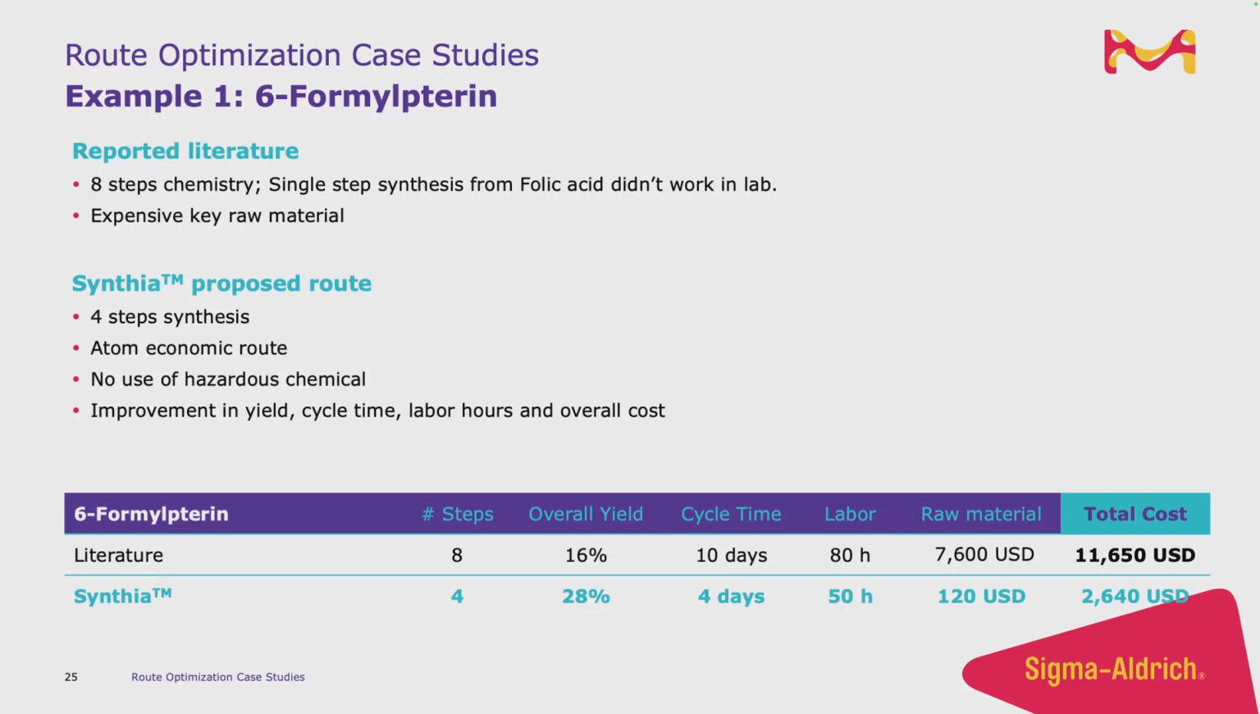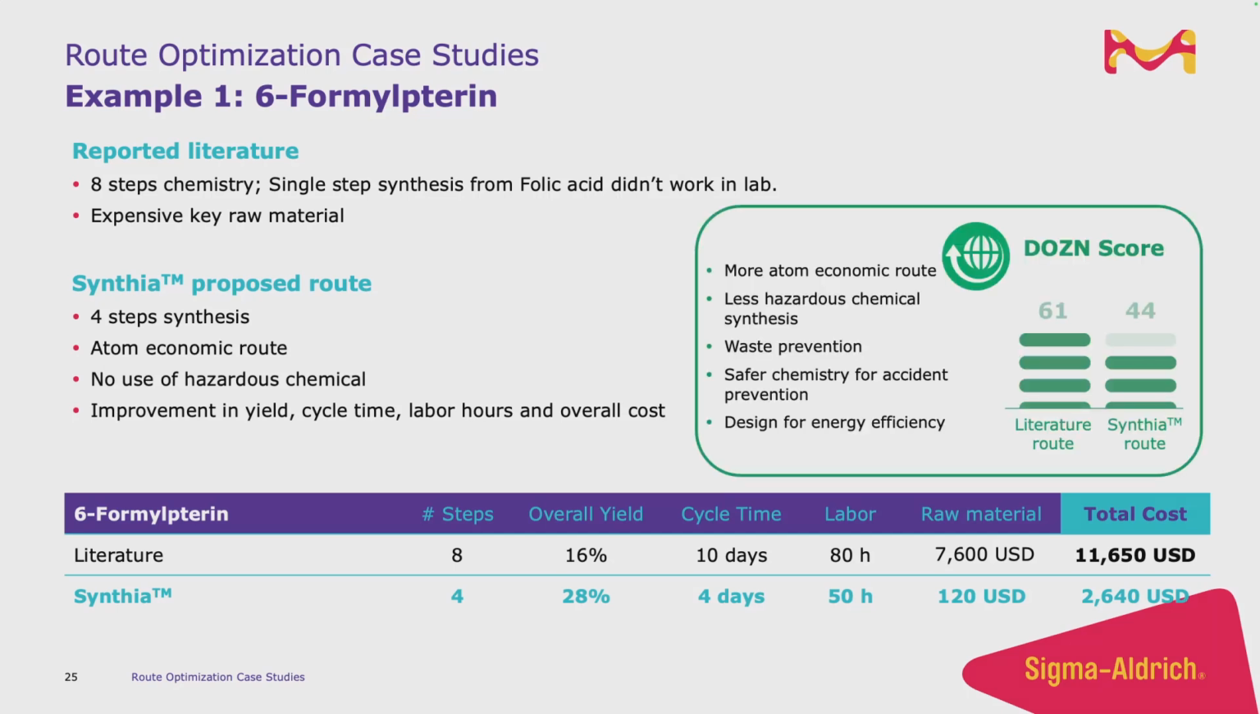We also took a look at the green metrics here. So we have a tool called Dozen that we use, which is a quantitative measure of the greenness of a process and how well it aligns with the 12 principles of green chemistry. Essentially, the lower the Dozen score, the greener the process. And we compared the initial literature route to the Synthia route, and we were also able to see a nice improvement in that Dozen score, specifically looking at it being more atom economical, having less hazardous chemicals, and less waste.